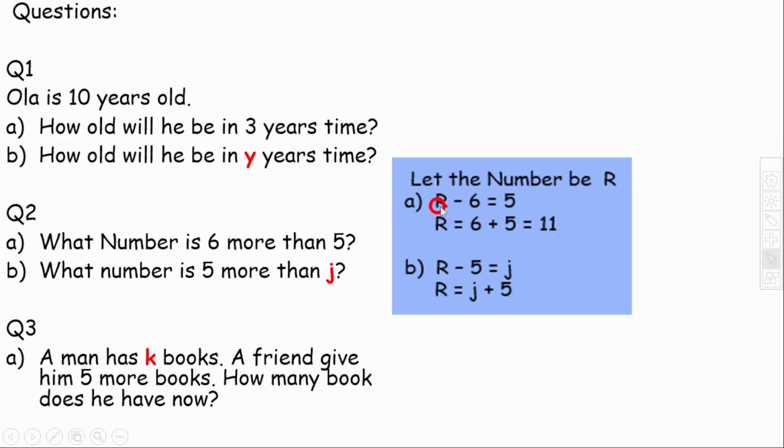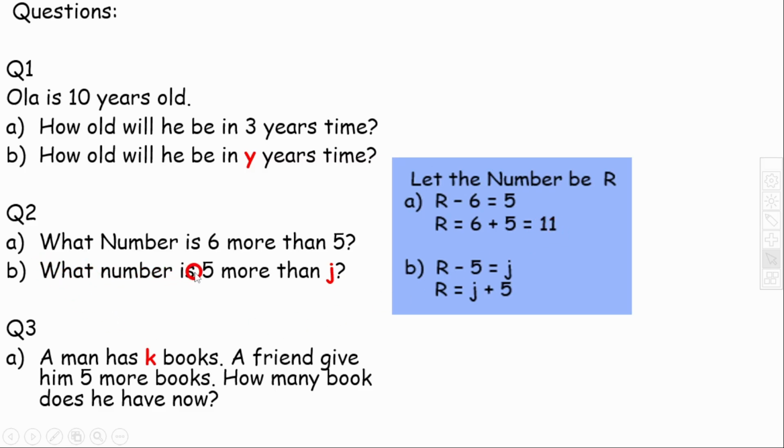Now that we have formed this equation, we can now collect like terms. You can see R is the unknown, so you leave it on the left hand side, while you move the known number to the right hand side. So when minus 6 crosses the bridge, it becomes plus. It becomes 5 plus 6, which is equal to 11. You can see 11 is our R. You can see 11 is 6 more than 5. You can see our answer is correct. It's 11. Now let's do the second question.